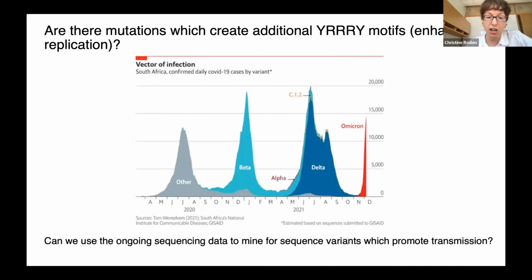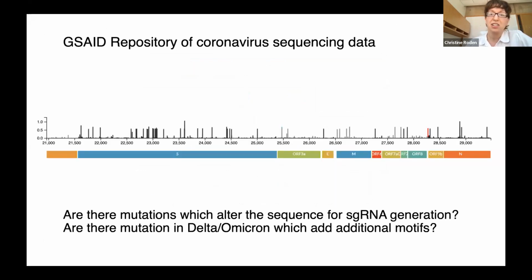So can we use ongoing sequencing data to mine for sequence variants which promote transmission? So we know that alpha, that variant was replaced by beta, delta, and now we're on Omicron, which is approaching the infectivity rate of measles. So each subsequent virus is more infectious. How does that work? So let me introduce you to the GSA repository of coronavirus sequencing data, where anytime you sequence a genome, you deposit in this database.